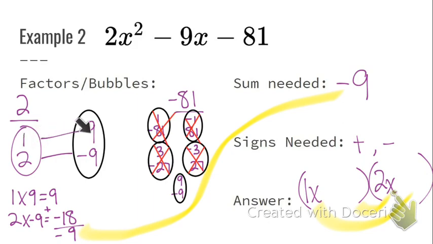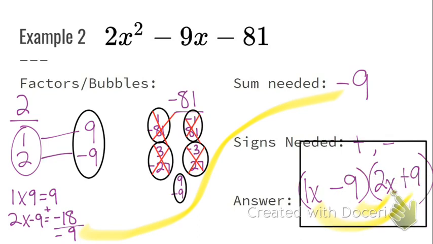The 1 connected to the 9, so the 1x connects all the way back to a positive 9. The 2 connected to the negative 9, so 2x, make the little nose to a negative 9. That's our answer.